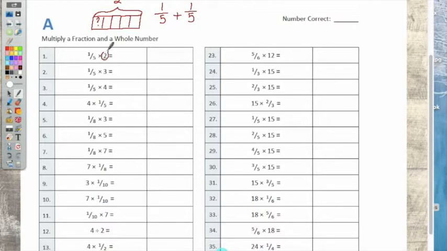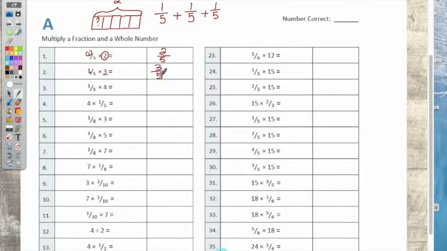Now there's a really easy way to do it. Take the 2 times the numerator, whole number times the numerator, and keep the denominator the same. Did we just say 2/5? Yeah. So 2 times 1 on top of 5. Write it down. Okay? What if I do 3 copies of 1/5? 3/5. Does that work with the multiplication? 3 times 1? Yes. And keep my denominator as a 5? Yes.